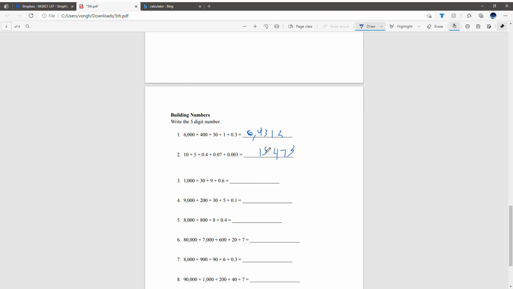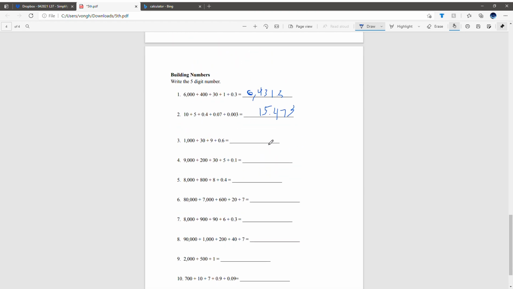I'll explain it really quickly. So here we got the thousands place, hundreds place, tens place, ones place. And then here after the decimal you got the tenths place, hundredths place, and thousandths place. There's no ones place right after the decimal. It just starts off as tenths and then hundredths. So yeah, that's how you do this part.